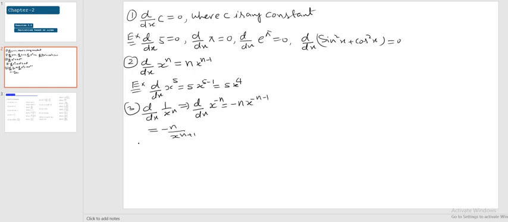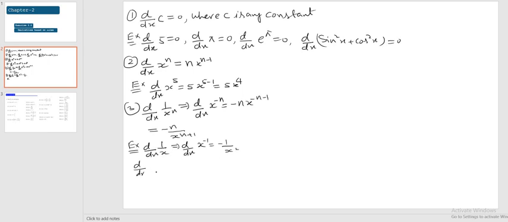What is the meaning of this one? I am giving you one example: d/dx of 1 divided by x. We can write it as d/dx of x to the power minus 1. See that, in place of n, it is minus 1. So what you have to do? Minus 1 divided by x to the power n plus 1, where n means here 1. So this one.